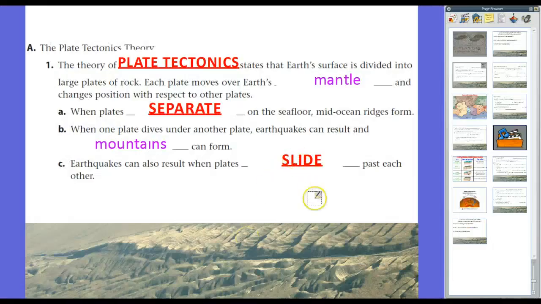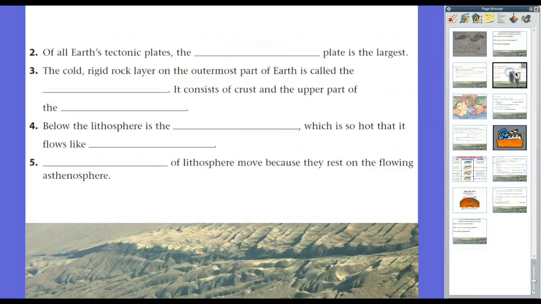Those are 3 types of plate boundaries which we'll get into later, but essentially that's 3 ways that plates run into each other and move. They'll either separate, one will dive underneath the other one, or they'll slide across each other. Of all of Earth's tectonic plates, the Pacific plate is the largest.